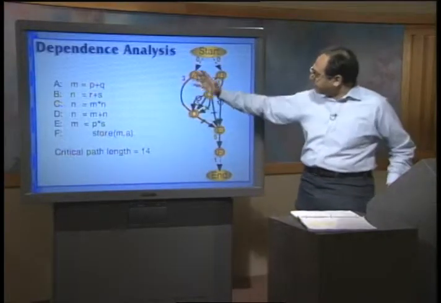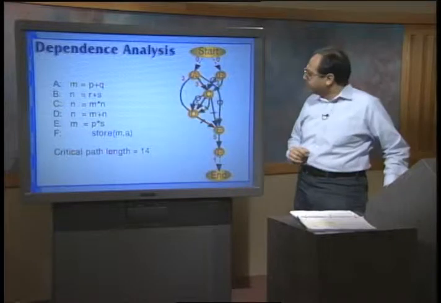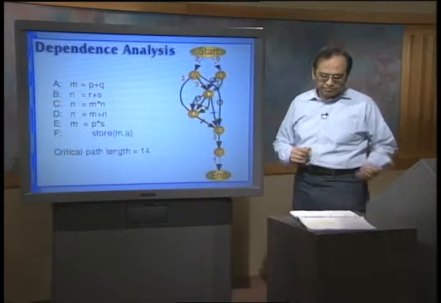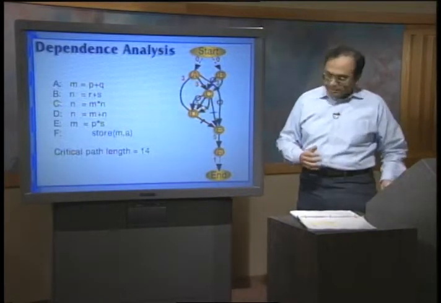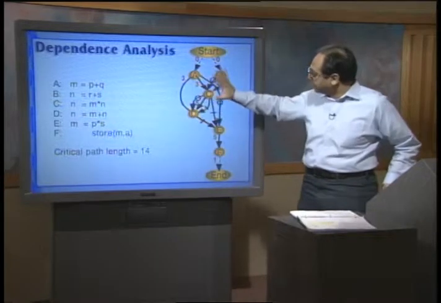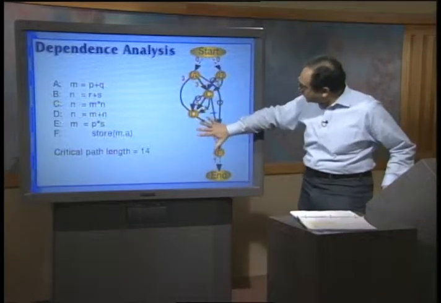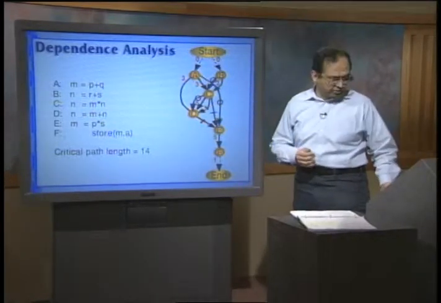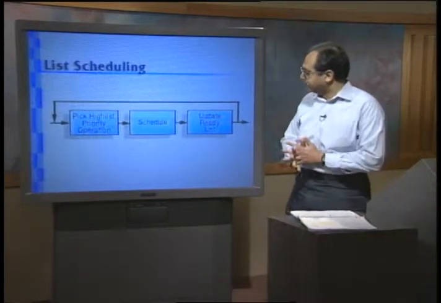Now, having come up with this dependence graph, the scheduler can go ahead and start the scheduling process, making sure to honor these dependencies as well as honor the resource usage constraints that we talked about earlier.